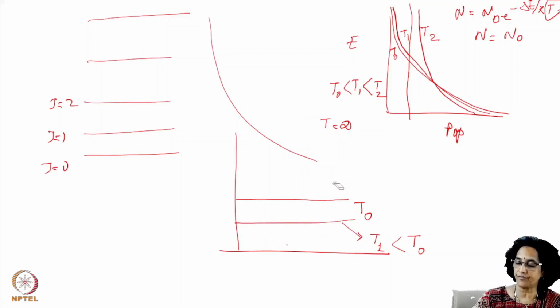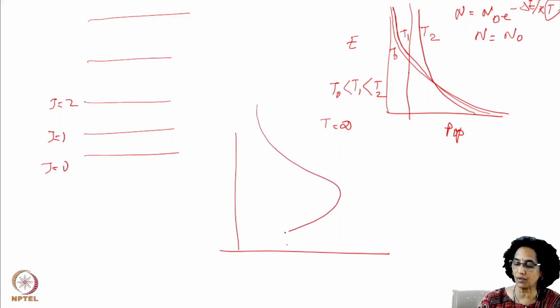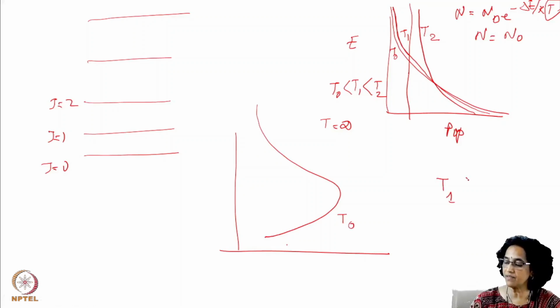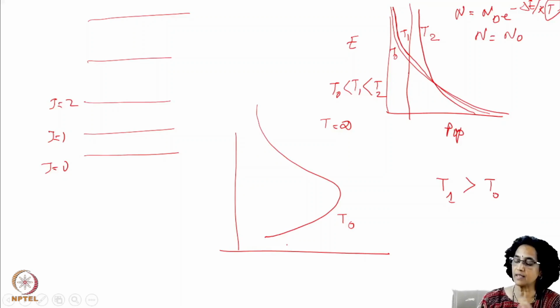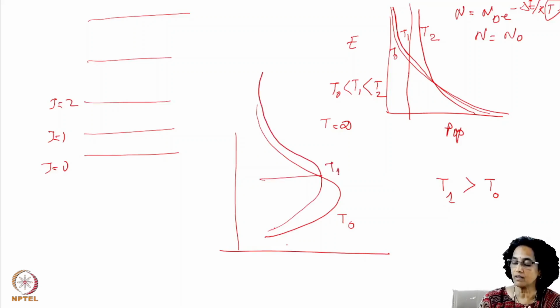I hope you have understood the temperature dependence. Let me just redraw it once again for you. We have seen that there is a maximal behavior, somewhat like this. Let us say that it is for T0, and we consider a temperature T1 which is greater than T0. Then as the temperature becomes more, the population shifts to the higher level, and therefore you can have peaking at some other temperature T1, where the J level is higher than what it is for T0. So the population starts shifting upwards with higher temperature.